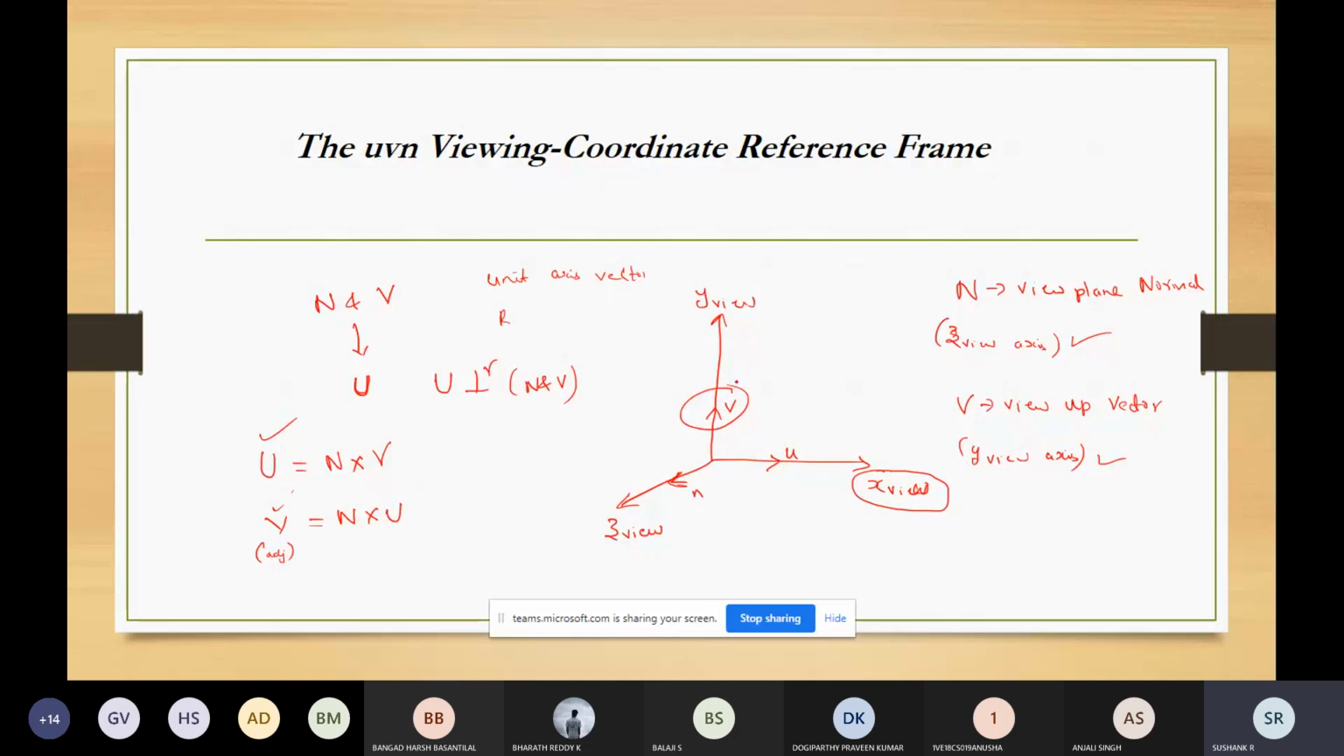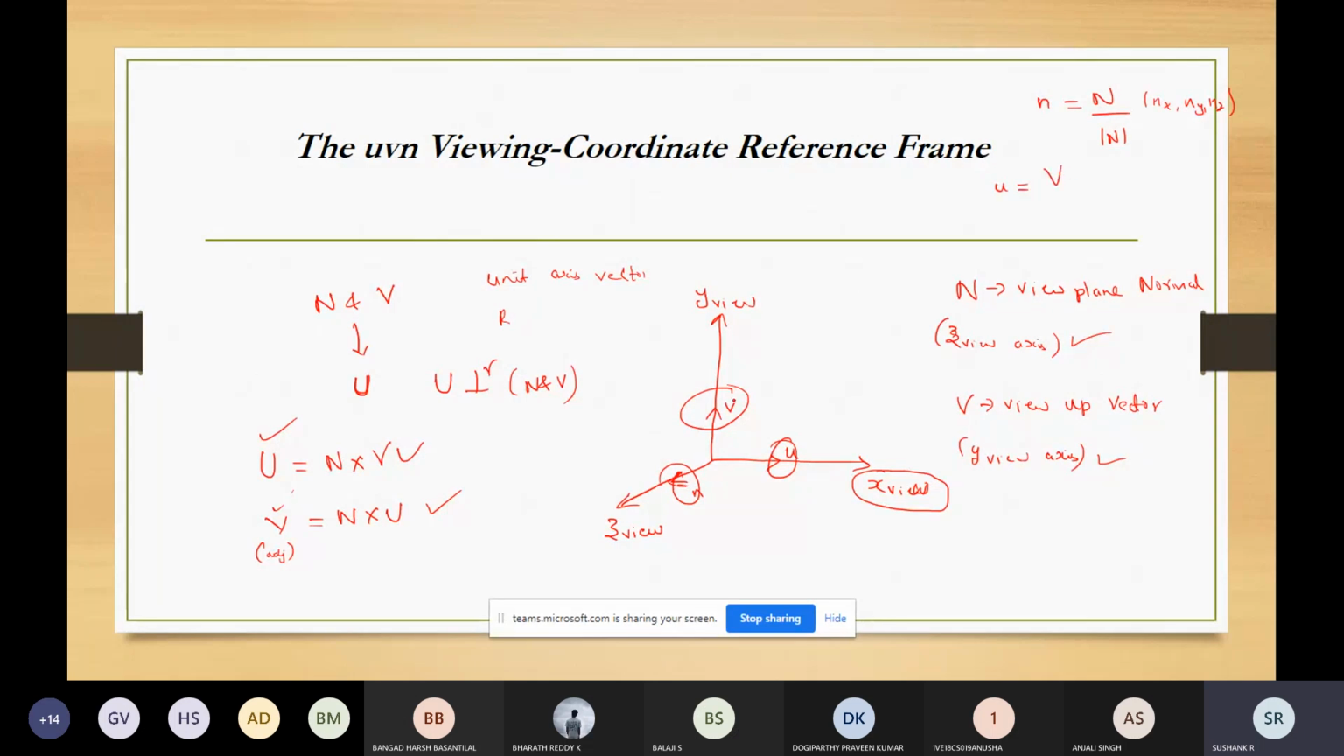I'll just write the formula. So we can obtain the values of V, U, and N. The vector N can be obtained from the unit vector N. By using this process, we can calculate the unit vectors N, V, and U. The unit vector N is nothing but the view plane normal N divided by its magnitude, which is nx, ny, nz.